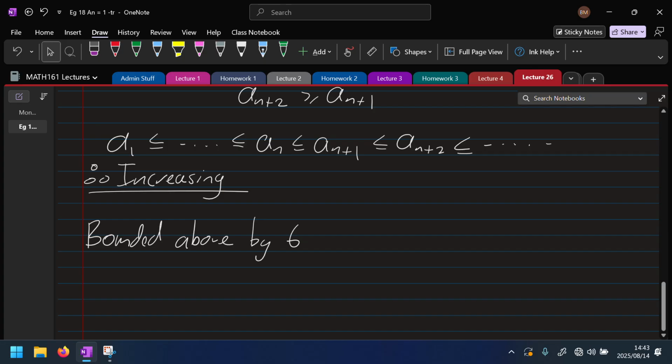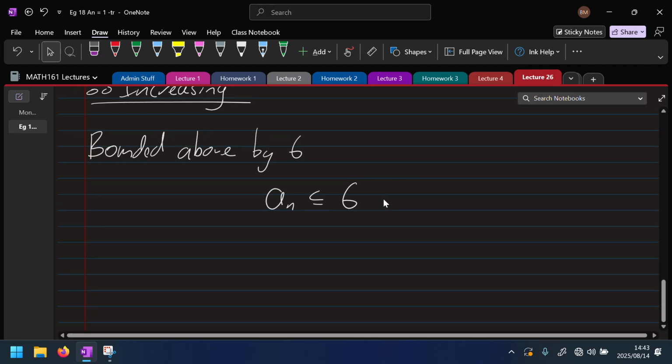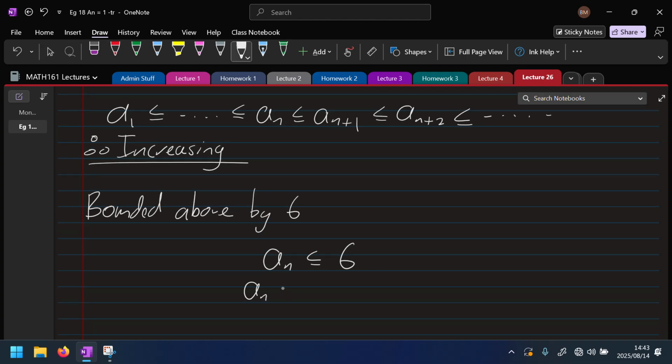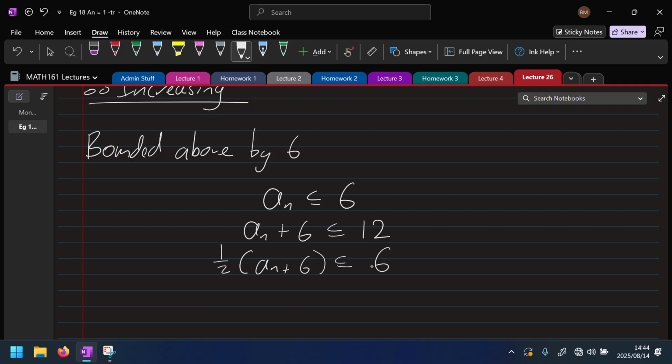Okay, so homework, check like 7 terms or something. You'll see it never goes above 6. So what we have is AN is less than or equal to 6. We want to try to prove that. So we're going to do a similar thing as before. We start with AN and we try to get to this AN plus 1. So we need to add 6 on both sides. Okay. And then we need the half. Okay. What's that left-hand side? AN plus 1.